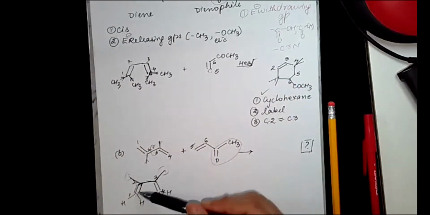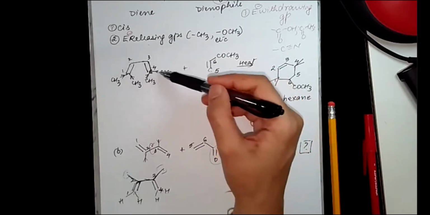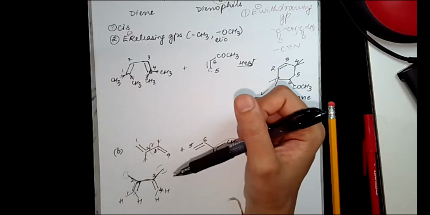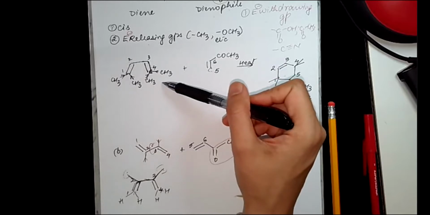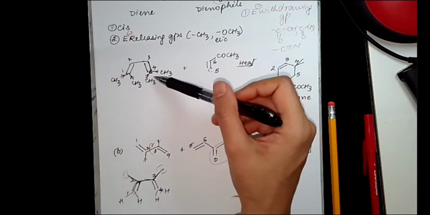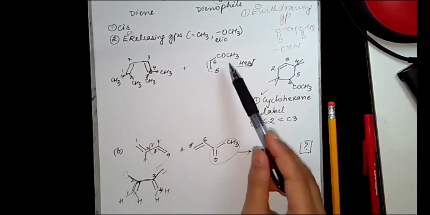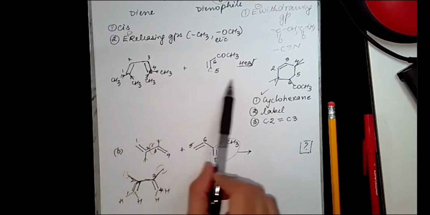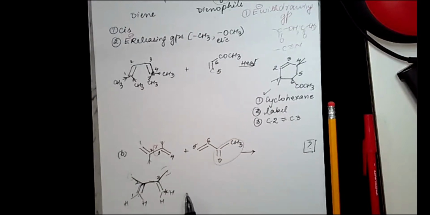So between a di-substituted and a tri-substituted alkene, which will be more electron rich? The tri-substituted will be more electron rich. And hence, between these two different dienes with the same dienophile, the more substituted alkenes will go faster than the less substituted alkenes.